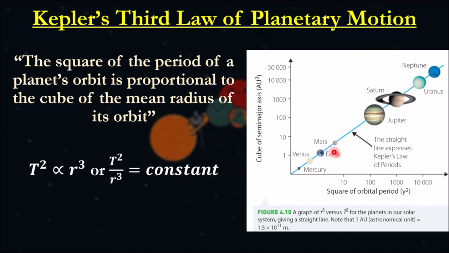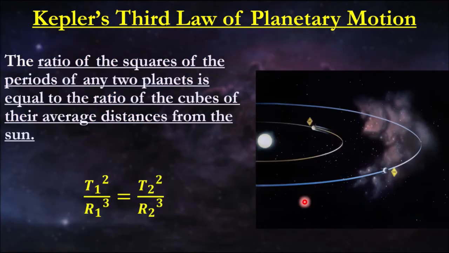Because these are constants. The ratios that they create, T squared over r cubed or r cubed over T squared, will be the same as each other. So we can also rewrite the equation like this. A nice little ratio to depict how using the orbital radius and orbital period of one planet can help us find the orbital period or radius of another planet.